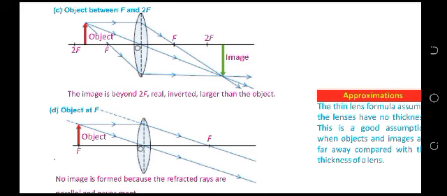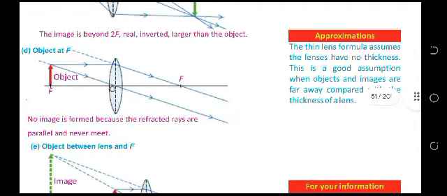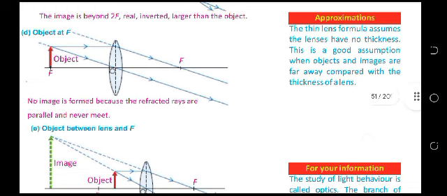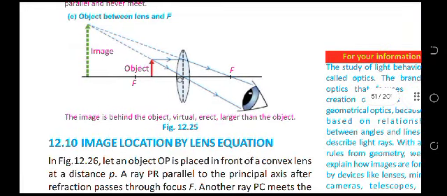Object at f: no image is formed because the refracted rays are parallel and never meet. Approximation: the thin lens formula assumes the lenses have no thickness. This is a good assumption when the object and the image are far away compared with the thickness of the lens. Object inside f: the image is behind the object, virtual, erect, larger than the object.